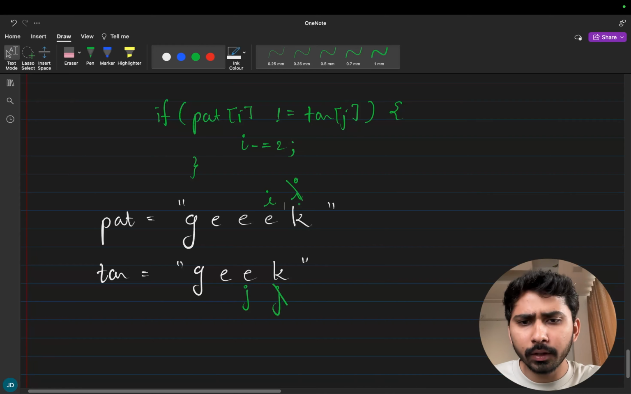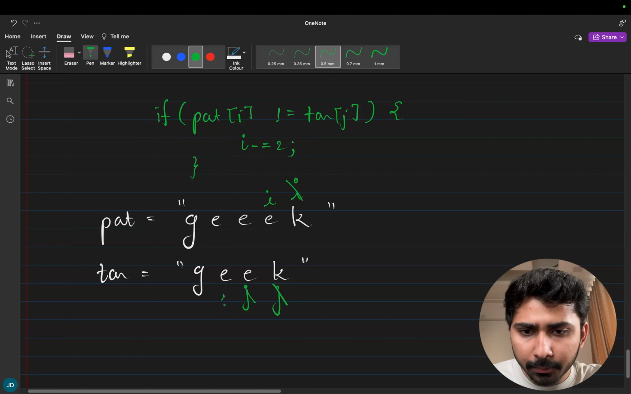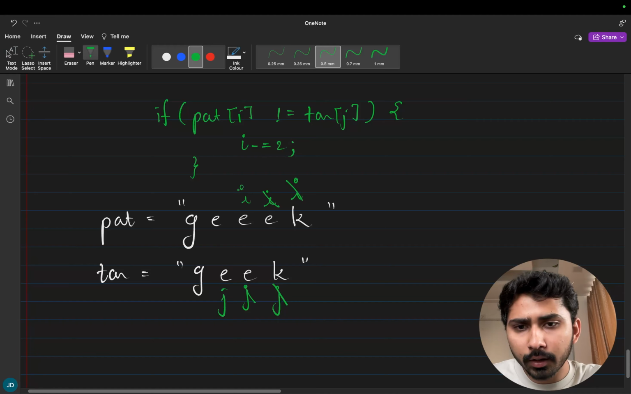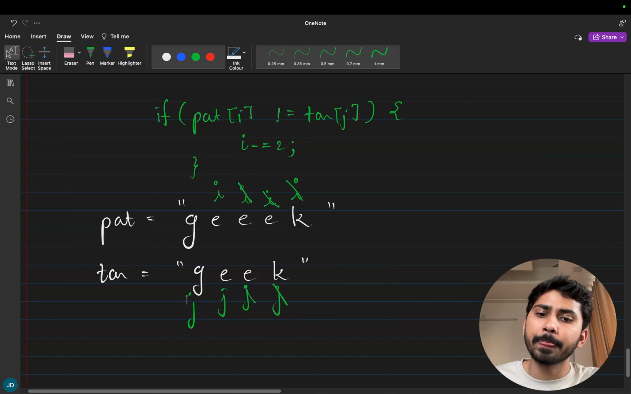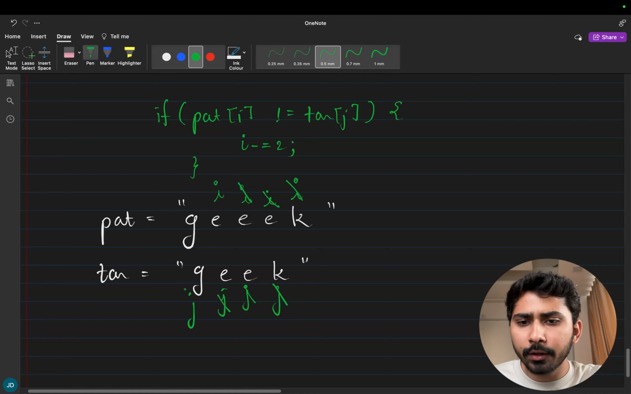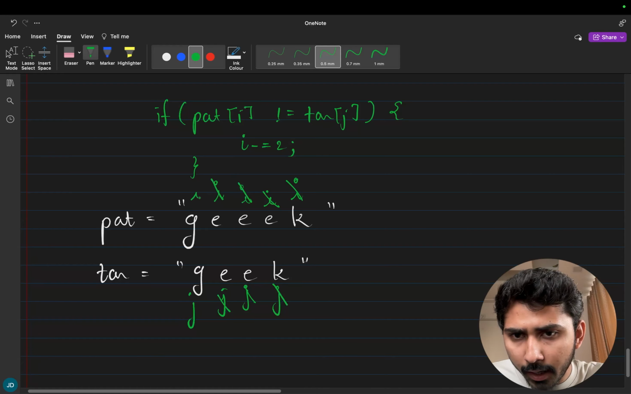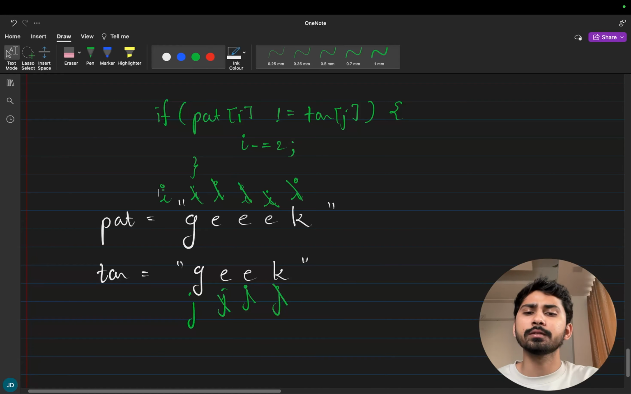Now this e is also equal, so I'll move the j pointer one step and the i pointer one step. Now this e is also equal, so I'll move the i pointer one step and the j pointer one step. And now at this position I can see i and j are not pointing to the exact same character. So what do you do? Basically you move i two steps, so i will be out of the range.